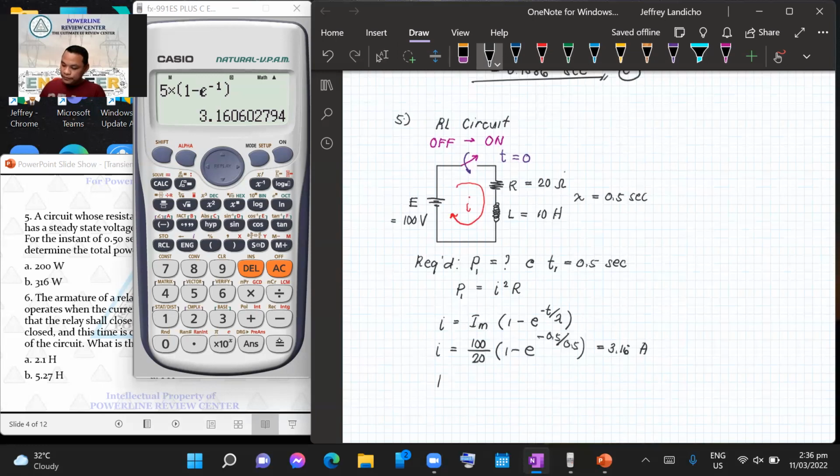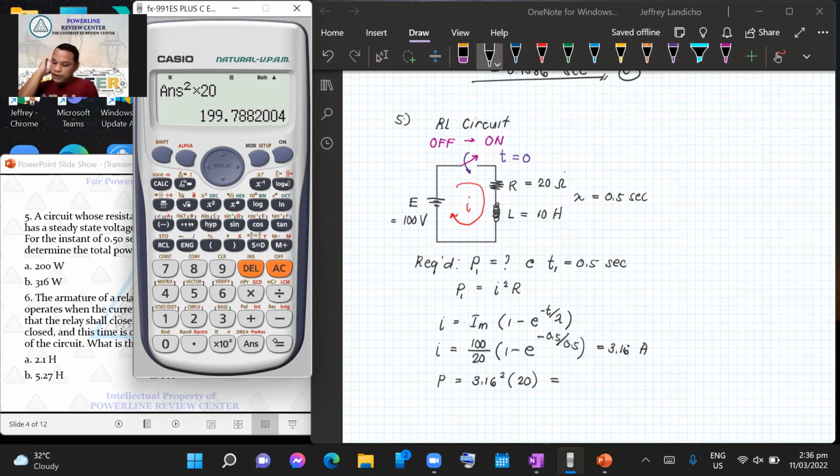Therefore, power, it would be 3.16 squared multiplied kanina 20. So, squared ko na lang times 20. So, meron na tayong sagot. Total power supplied pala, no?